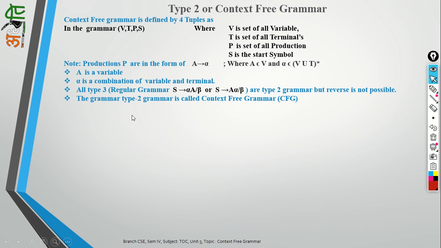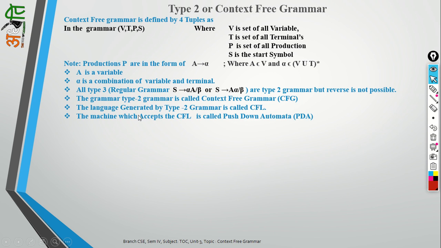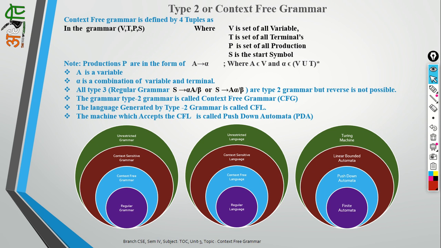Type 2 grammar is also called context-free grammar, and all type 3 grammars are type 2 grammars, but the reverse is not possible. It means all regular grammars, or type 3 grammars, are context-free grammars, but a context-free grammar cannot always be a regular grammar. The language generated by type 2 grammar is known as a context-free language, and the machine which accepts the context-free language is called a push-down automata. As we discussed in the previous video, this diagram you know, so we will not spend much time on it. Today we are discussing type 2 grammar, simply known as context-free grammar, which generates context-free languages accepted by push-down automata.